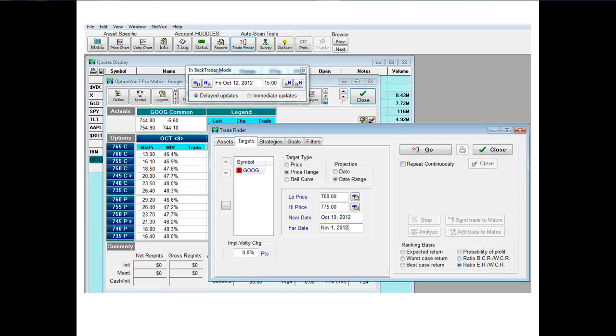All right, what you can do in OptionVue is go to your Google matrix, make sure there's good data in your Google matrix first, then you go to Trade Finder. To go to Trade Finder, you click on the Trade Finder button. But don't click that until after you have good data in your Google matrix. Then you can go in here and input your target. And here's our target that I just showed you. See that? Then we click on the Strategies tab.